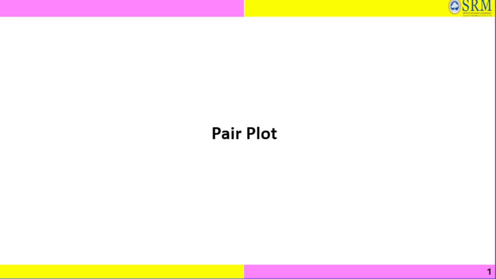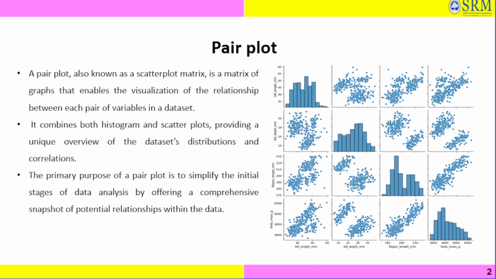Good morning. Today we'll discuss the pair plot. A pair plot, as the name implies, occurs as a pair of two different plots: one is your histogram, the other is a scatter plot. It occurs as a 2 cross 2, 3 cross 3, or 4 cross 4 matrix of scatter plots and histograms.